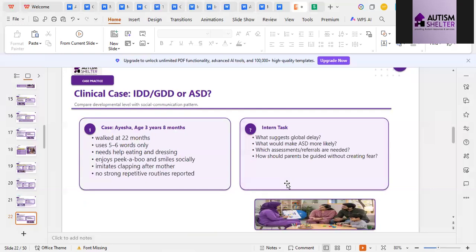Okay, this is the thing, and I have written your task. The intern task is written here. So you have to look at this. There are the presenting complaints, this is the case study, and you have to look here.